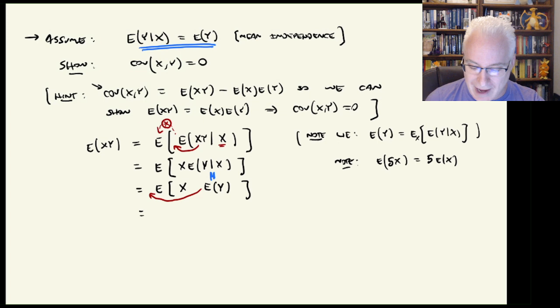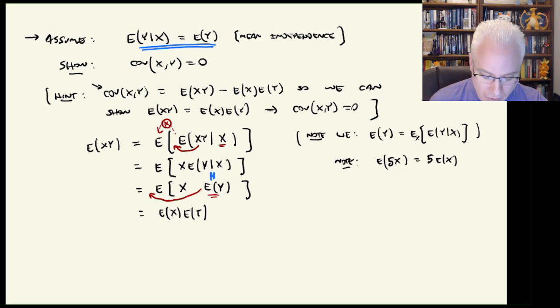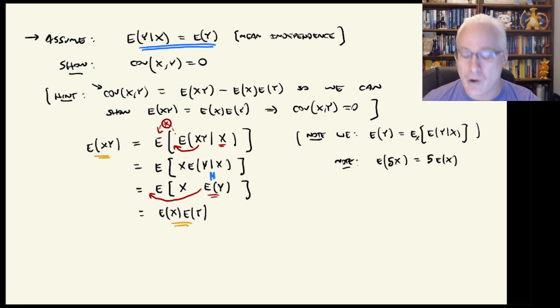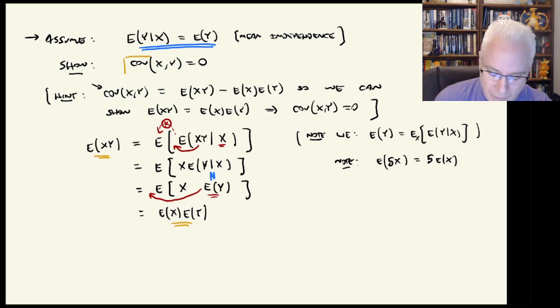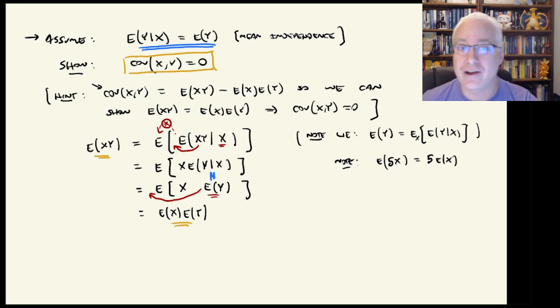And once I've pulled E of Y out, X is the only thing left under that E that we started with. And so this does become the expected value of X times the expected value of Y, and we're done. Because we started with the expected value of X times Y, we've shown that under the assumption of mean independence that it is always equal to the product of the expected values, and therefore we know that mean independent random variables will always have a covariance of 0.